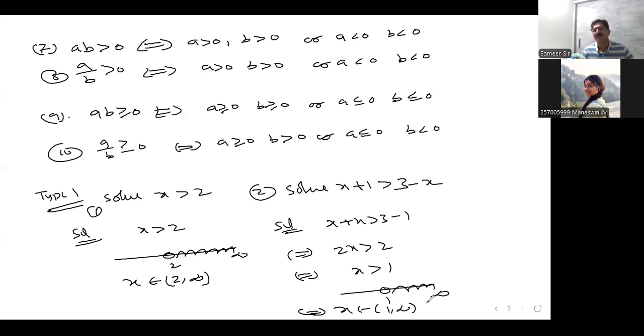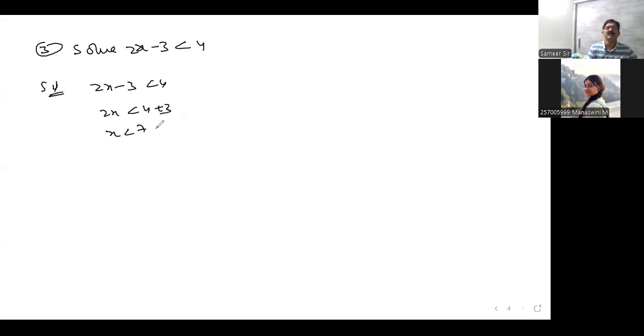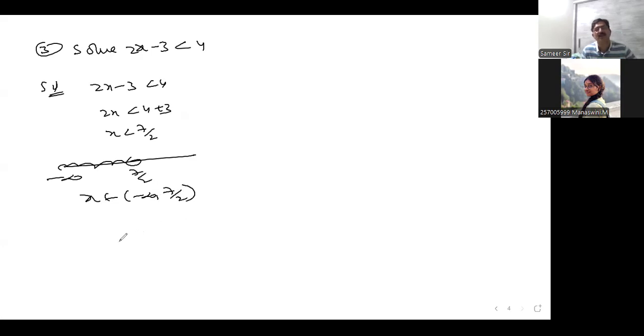This is the answer. In the same way, I want to give another one. Solve 2x minus 3 is less than 4. 2x minus 3 less than 4, so 2x less than 4 plus 3. x is less than 7 by 2. You plot 7 by 2, open, and it will go up to minus infinity. So x belongs to minus infinity to 7 by 2. This is clear?